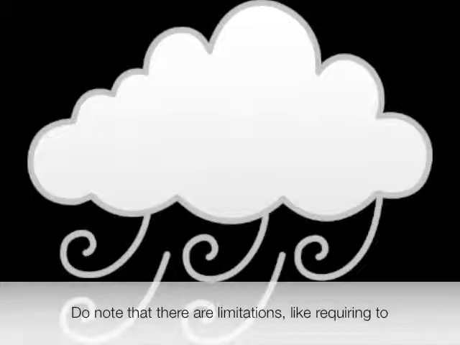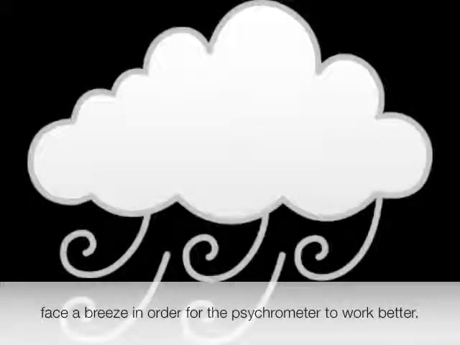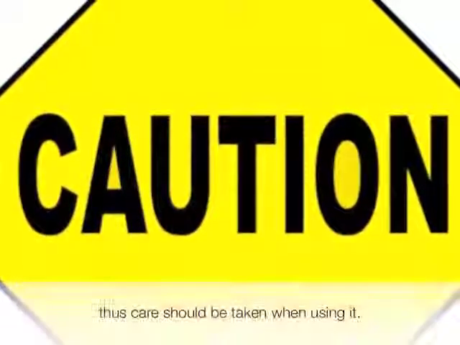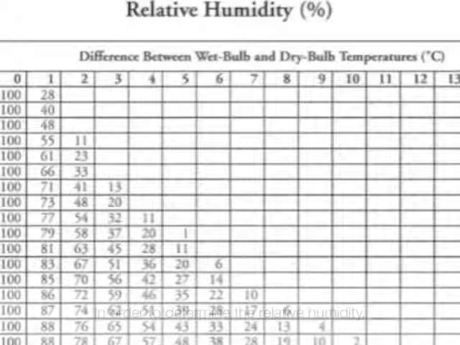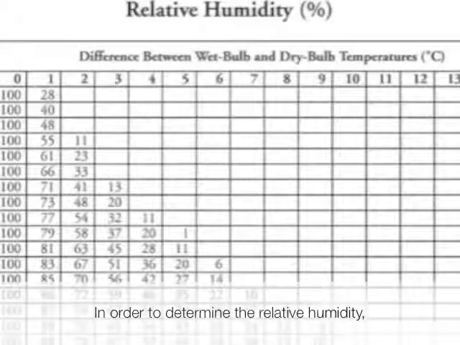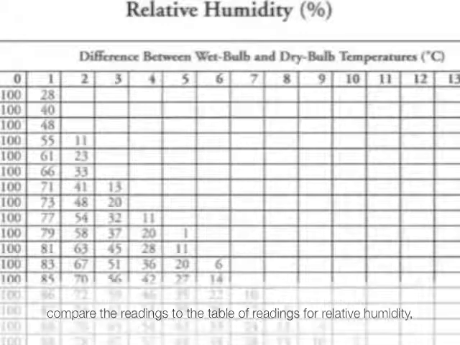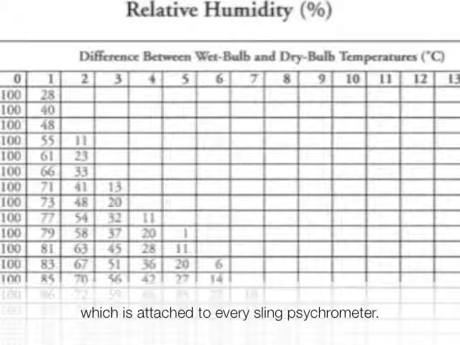Do note that there are limitations, like requiring to face a breeze in order for the psychrometer to work better. Also, swinging the psychrometer might hit things, thus care should be taken when using it. In order to determine the relative humidity, compare the readings to the table of readings for relative humidity, which is attached to every sling psychrometer.